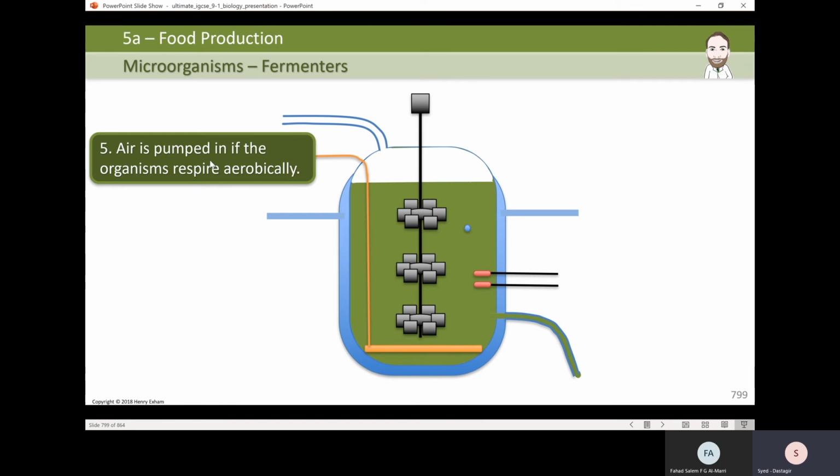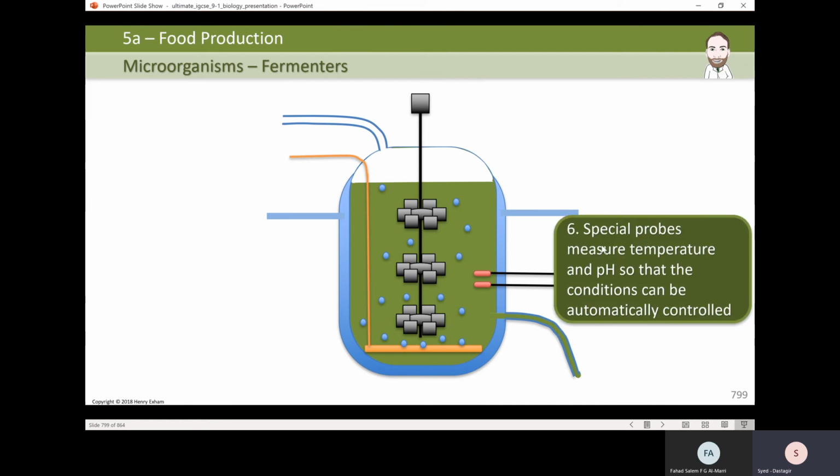Air is then pumped in if the organisms need to respire aerobically. So in order for organisms to respire, we pump in some air. As you can see, the air bubbles there.